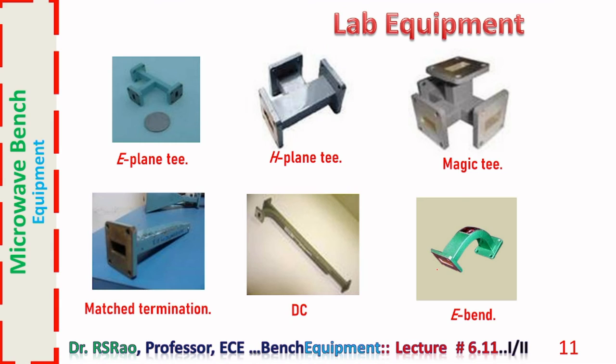Some of the devices one can find in a microwave lab are shown here. E-plane T. This is H-plane T. This is magic T. Match termination, directional coupler, E-bend. One can have an H-bend also. If the bending is in the H-plane, it is an H-bend. But here the bending is in the E-plane. That's why it is an E-bend.